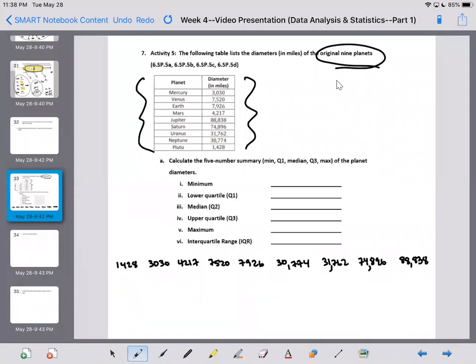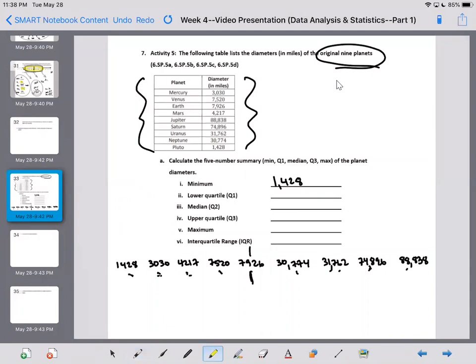So we've got our 9 from least to greatest, and we could say that our minimum is the 1,428, and that minimum is Pluto. And since we have 9, we count 1, 2, 3, 4 on each side, and we're going to see that the 7,926 is our median.